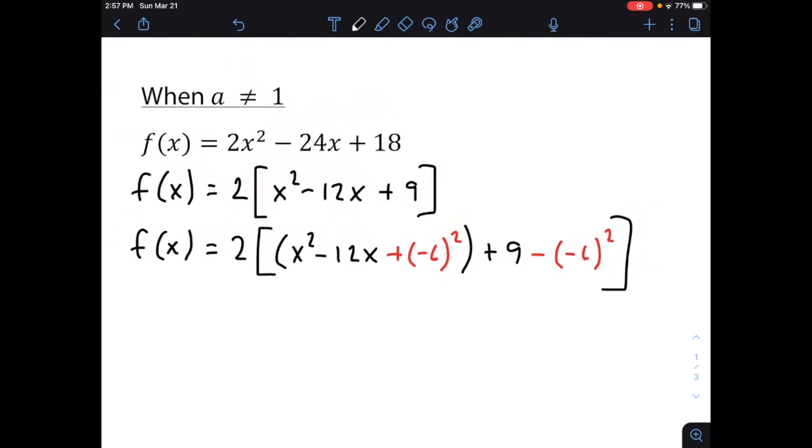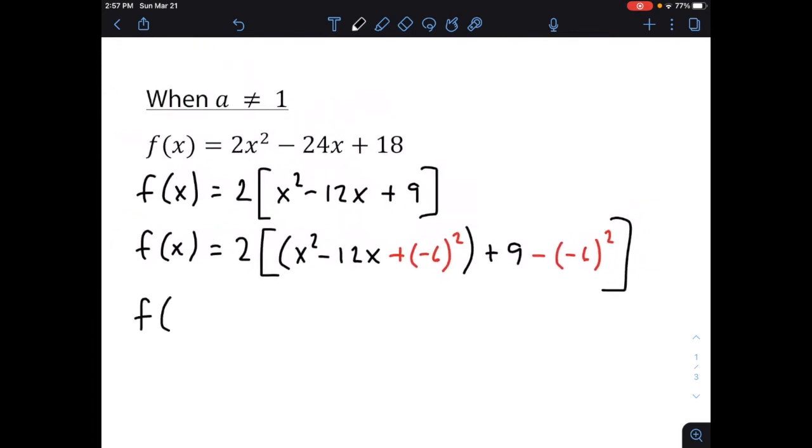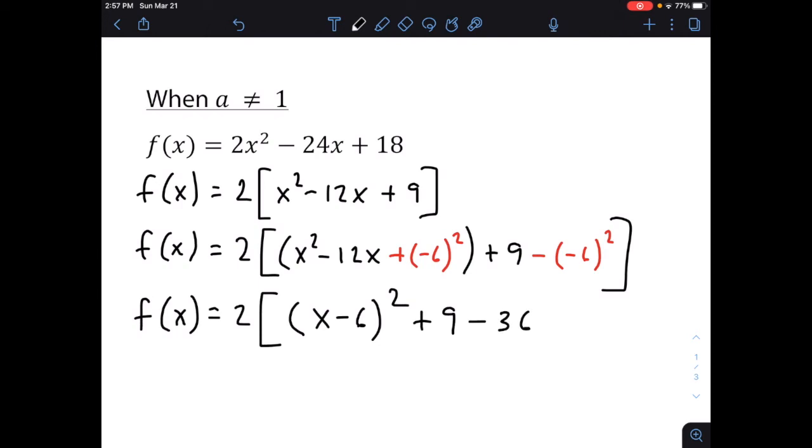Okay, so if we just keep going here, we can say f of x equals 2 bracket parenthesis. This is where I can now, since I have a perfect square trinomial, write it as x minus 6 squared. And then I can say plus 9, and then minus 36. And then I'm going to put a bracket at the end.